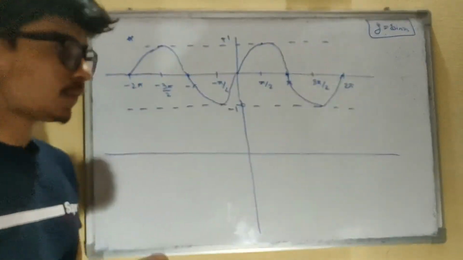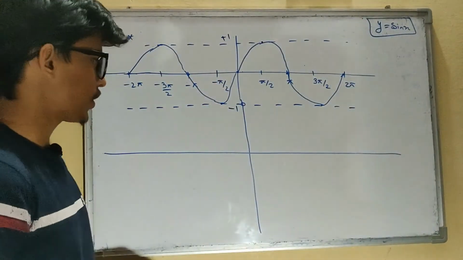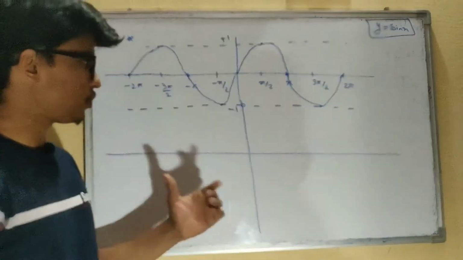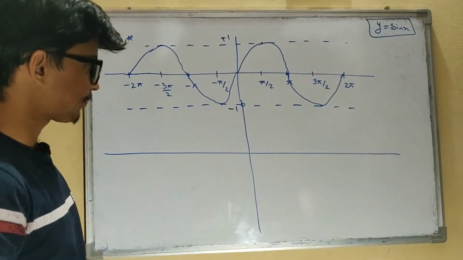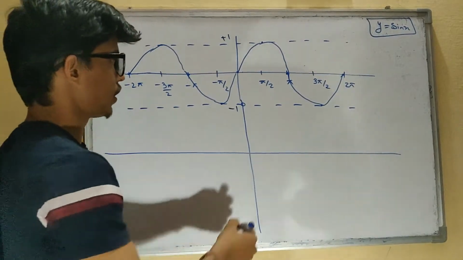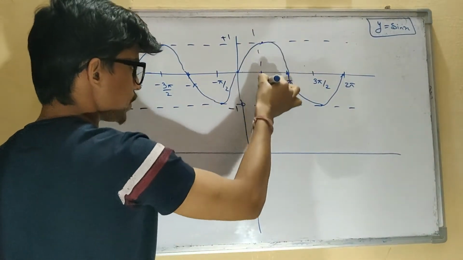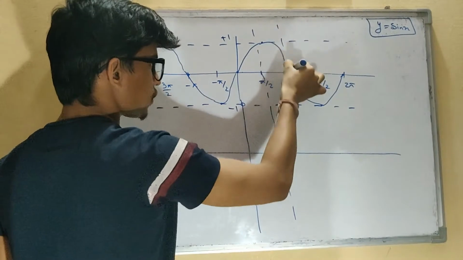So that is why the graph looks like this, because of these values. Okay, so this is the graph of sine. So I'm going to show you the graph of cos x as well. Just for understanding purposes, I'm drawing it like this.